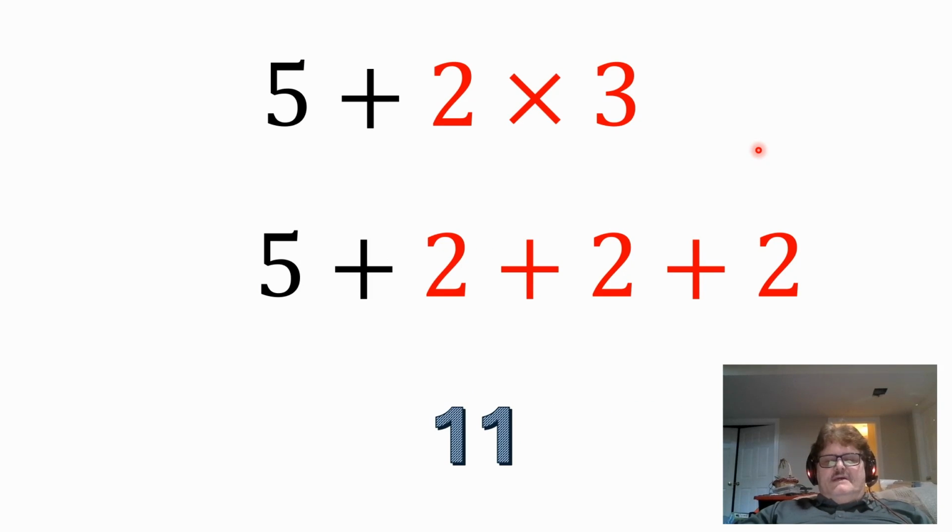All right. Another thing to keep in mind, I've said it before, multiplication is repeated addition. 2 times 3 is literally the same thing as adding 2 three times. So that's why multiplication has to be solved first, because 2 times 3 is the same as adding 2 plus 2 plus 2. 5 plus 2 is 7, plus 2 is 9, plus 2 is 11. So there you have it. That's your answer. Hopefully that's been helpful.